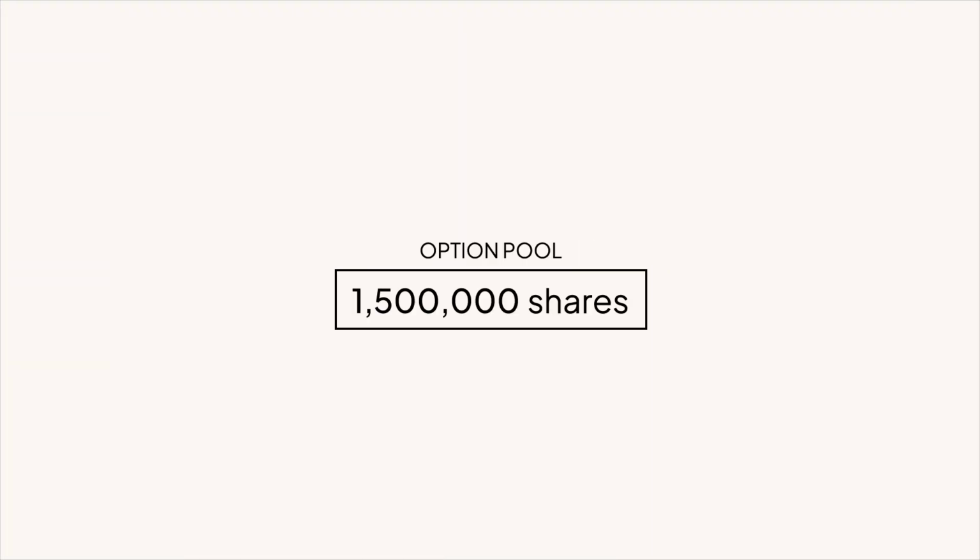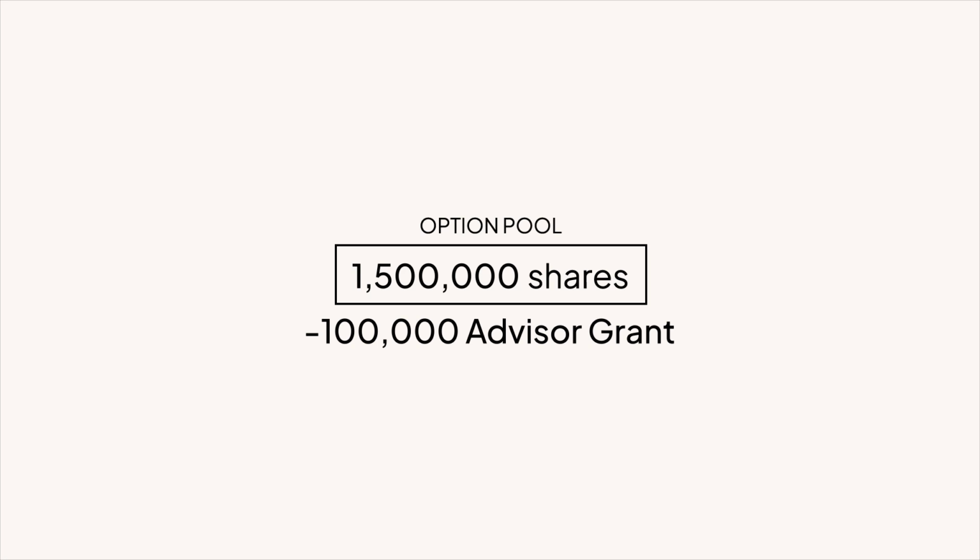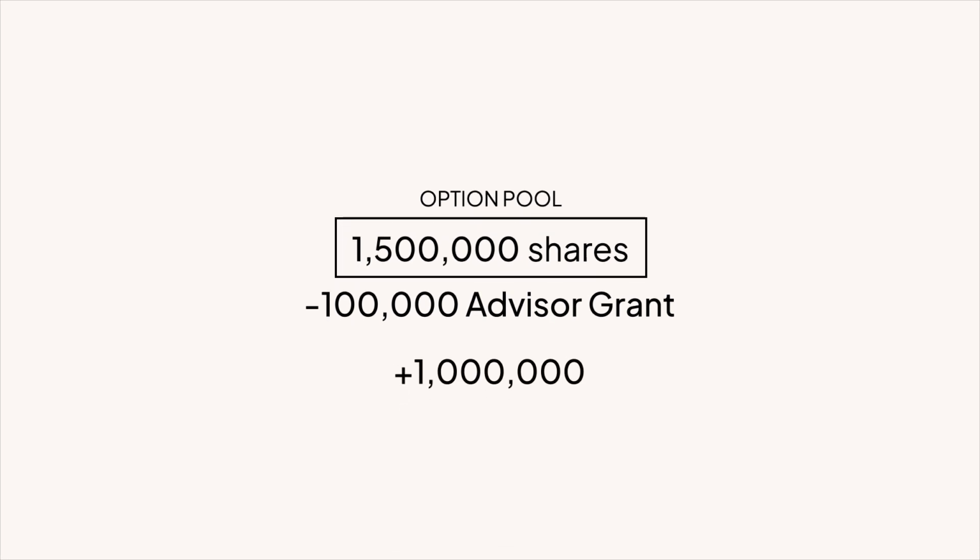But that's not all. Remember, up until now, your employee option pool had 1.5 million shares reserved, 100,000 of which have been granted to your advisor. But since you hired those 30 people, guess what? The option pool's almost empty. So, as a condition of the Series B, your investors require you to create an additional 1 million shares for your employee equity pool, so you keep hiring more employees and grow the company bigger.